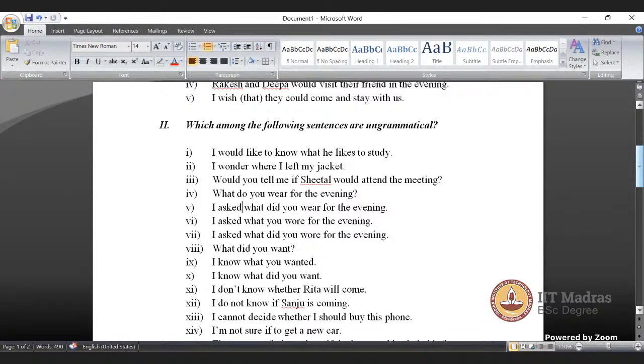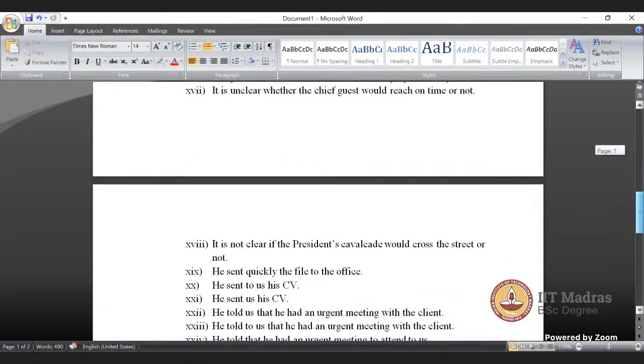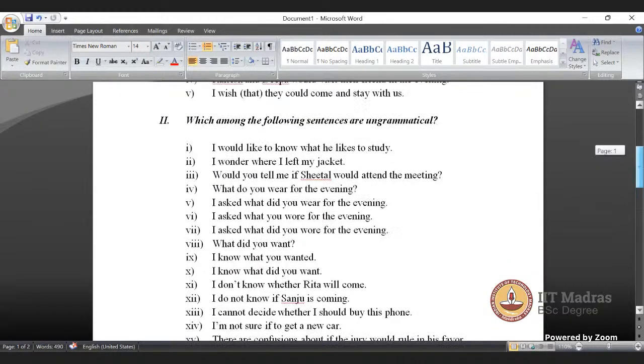Now you make judgments. I think I have 24 sentences with me, and these are very simple sentences, everyday sentences. All you have to do is to judge whether they are grammatical or not, and if not, then why. Or if yes, then why. Both. Look at the first sentence. I would like to know what he likes to study.